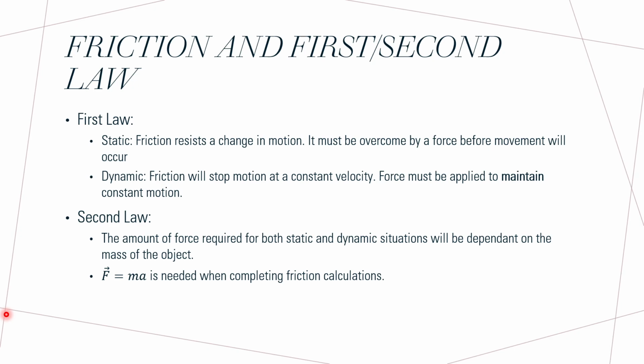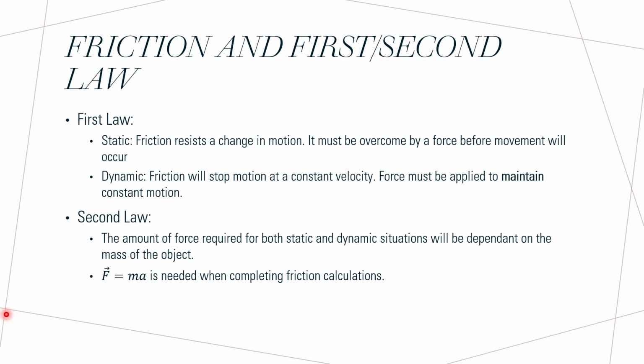When looking at static friction and first law, some comments that we can make is that friction, essentially static friction, resists change in motion, and that static friction must be overcome by a force before movement will occur. So we already know that according to first law, when an object is at rest, it remains at rest until something actually tries to move it. On top of that, if there is static friction involved, then that must be overcome before the object will actually begin to move.